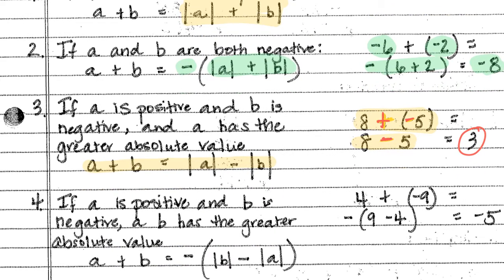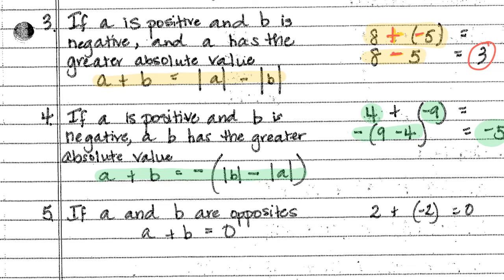And with the same thing, if the larger number is negative, the answer is going to be negative. If A is positive and B is negative, and B has the greater absolute value, then we're just going to take the sign of the larger absolute value, which is negative 5.